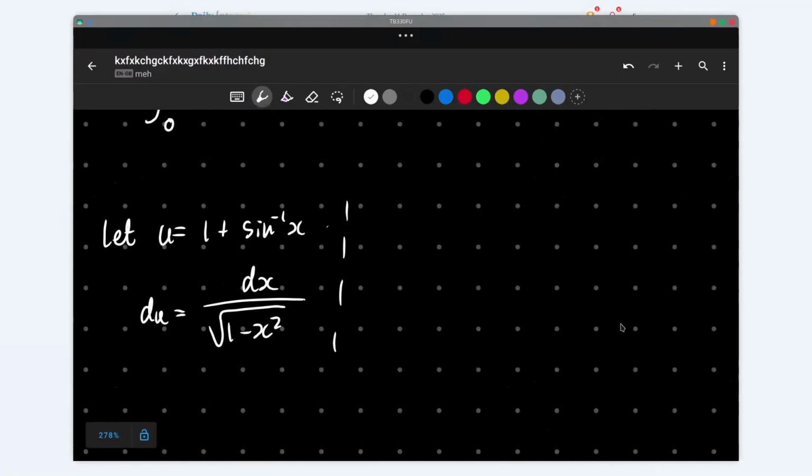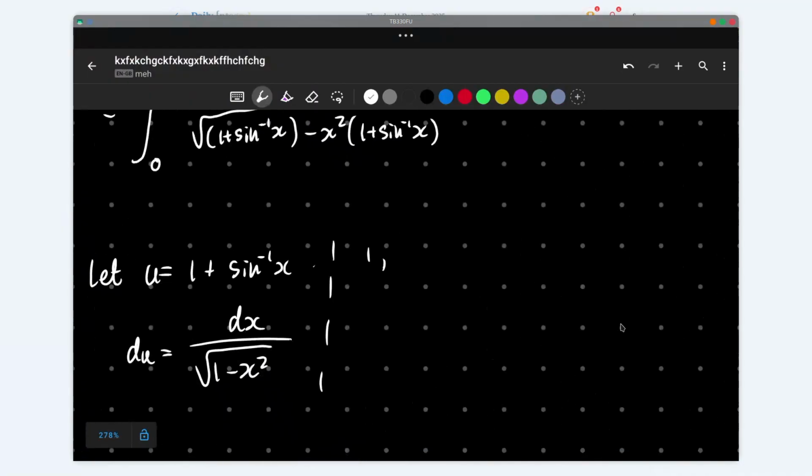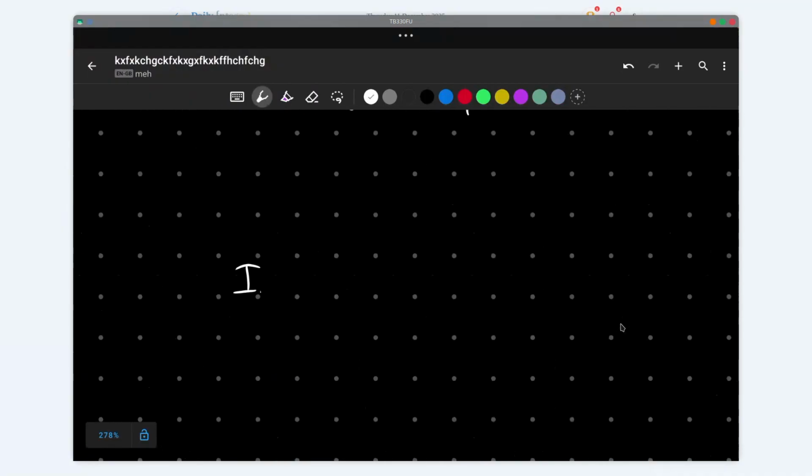Arcsine of 0 is 0, so it'll just be 1. And then we would have arcsine of 1 is just pi over 2, which feels like weird limits, to be honest. I might also just be wrong, but we shall see. 1 to pi over 2.